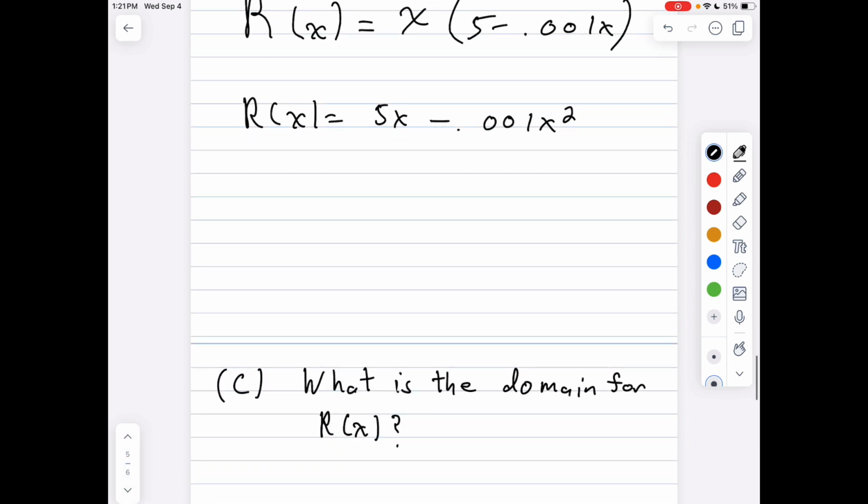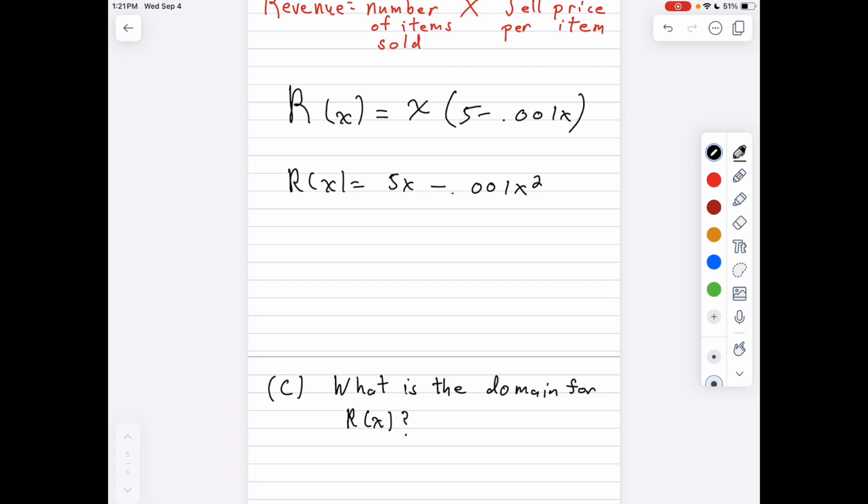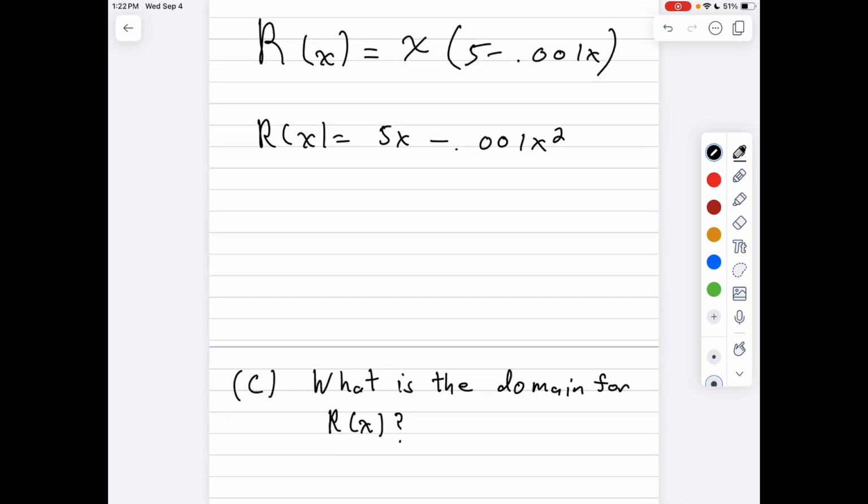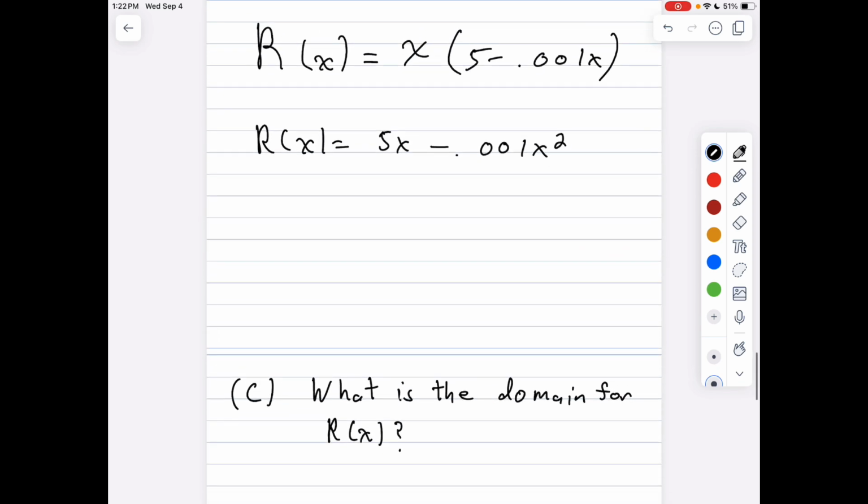All right, and then what is the domain for R of x? A lot of the time this question is asked first, but I wanted to ask it later for a purpose: we forget that a lot of these functions have implied domains, even though they might not ask for them. But a lot of the time you will be asked for a domain. What does that mean here? If I want a revenue, I want to know how much money I make selling items, and I don't want that amount to be negative.